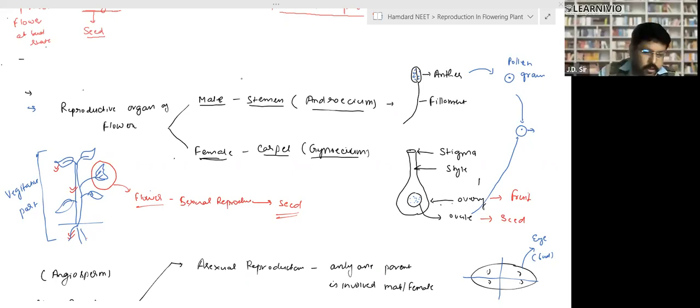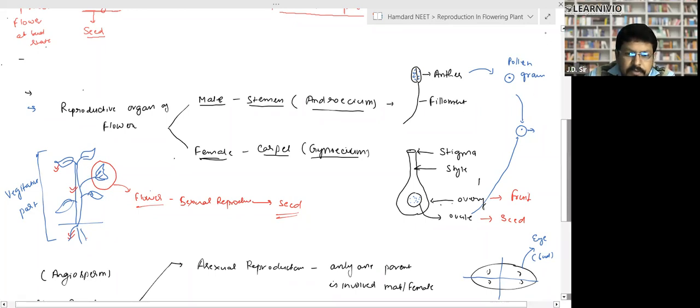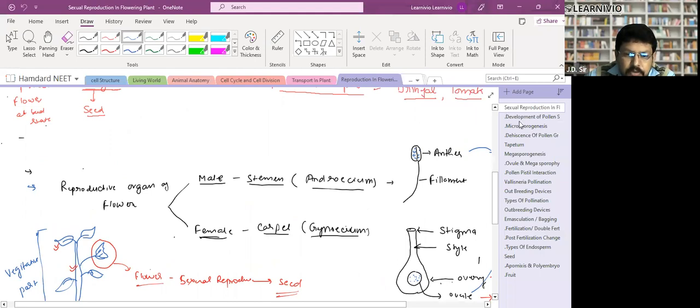Good. So the next part. In your NCERT, the part which is given is the fertilization directly. But I'll tell you briefly what the pollination part is, and after that, how this fertilization takes place. So the next part which you need to understand is the pollination.